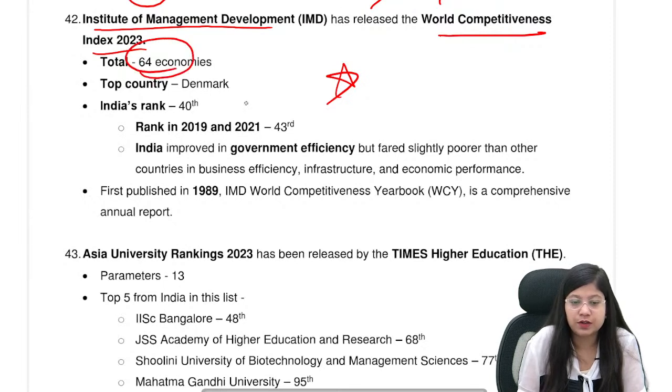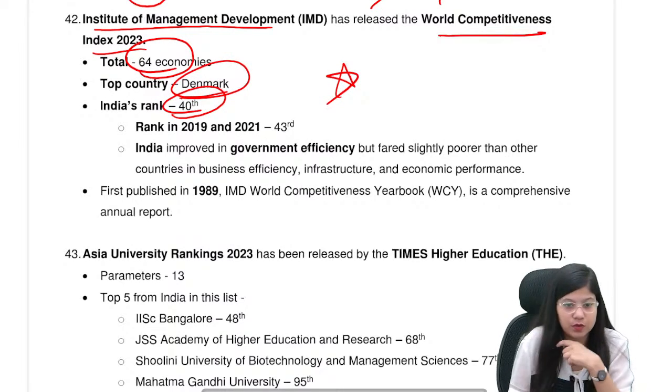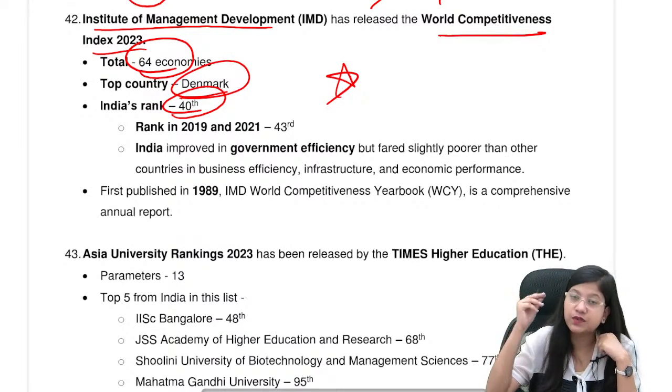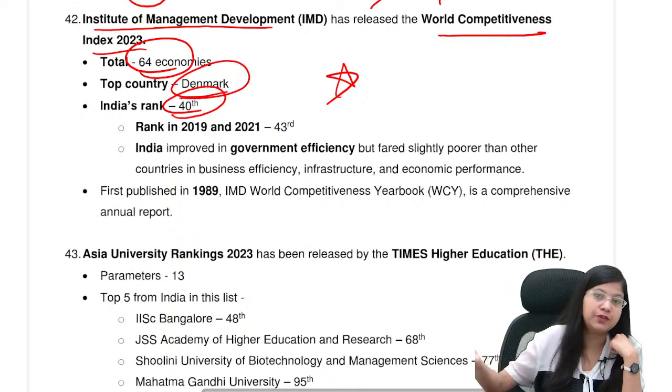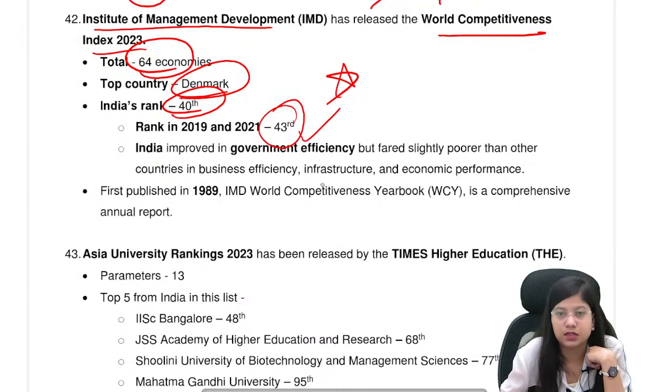Chaliye. 64 economies were assessed. Denmark is at the top. India's rank is 40th in the World Competitiveness Index. Okay, out of the 64 countries, we are 40th most competitive country in the world. Last ranking was 43rd, and we have significantly improved to 40th position.